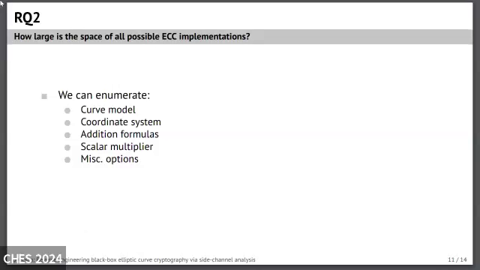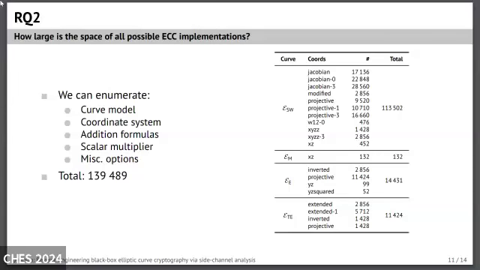Now for the second research question. How large is the space of all possible ECC implementations? We decided to look at this combinatorially, because you can. You know the constraints. For a given curve model, you have some coordinate systems. For those coordinate systems, you have some addition formulas and so on and so forth. And what we found out, if you can see this table, is that, for example, for the short Weierstrass curve model, there's a total of around 113,000 configurations. And in general, the full total is roughly 140,000.